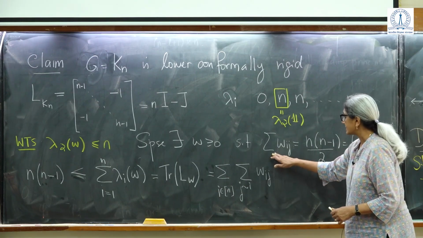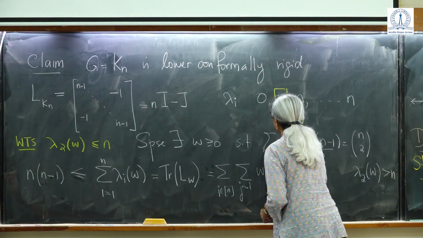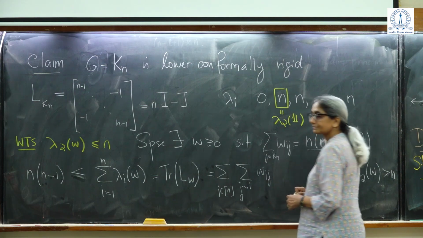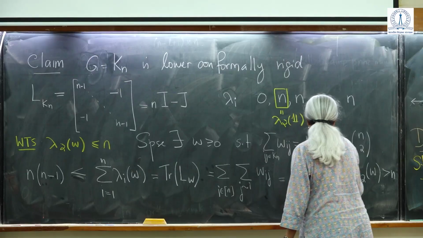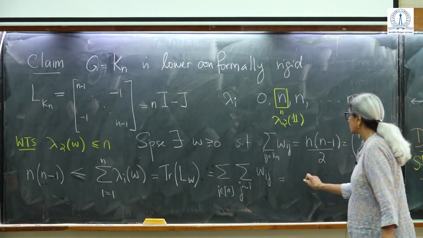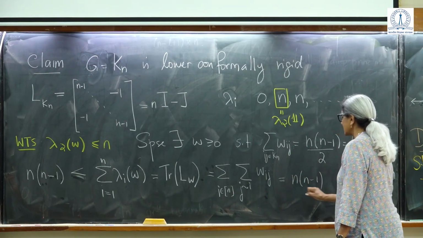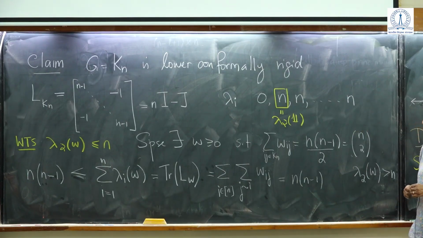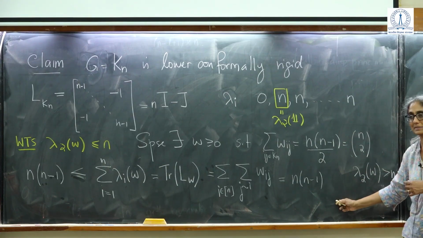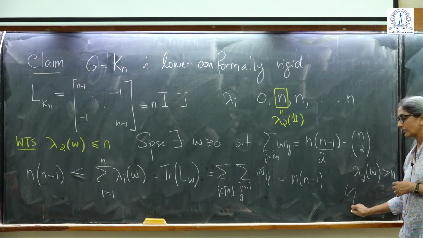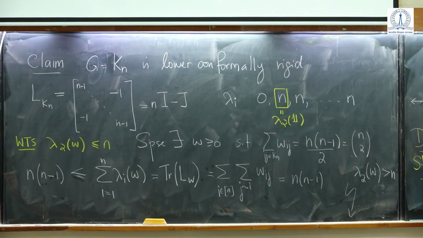How does this compare to this? This is over just all the edges in the complete graph. It's twice, right? Exactly. So this was n times (n minus 1) over 2, so this is equal to n times (n minus 1). Right? Now we're done. So we started with n times (n minus 1), and it's strictly less than n times (n minus 1). So that's the contradiction.